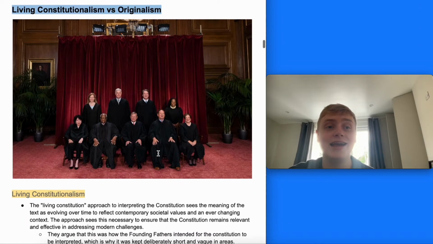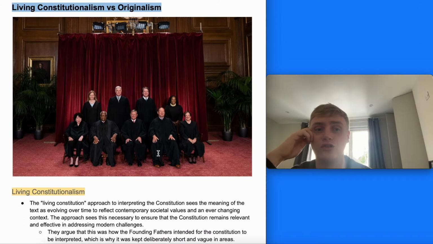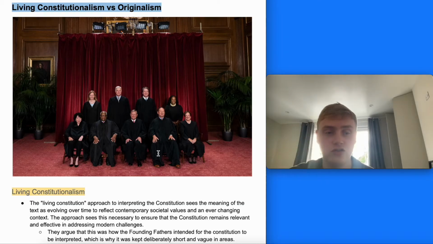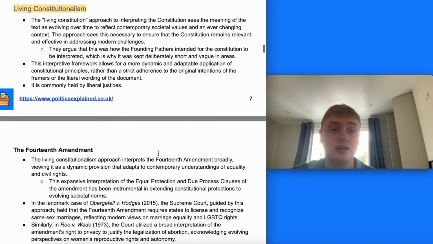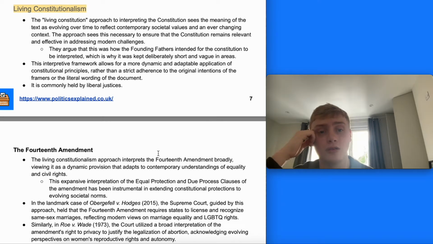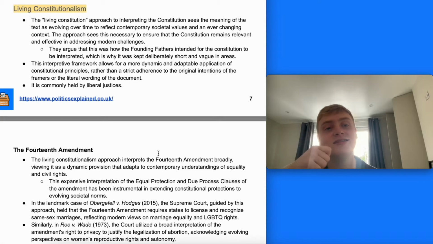Next thing we'll have a look at, which we've touched on a little bit, is living constitutionalism versus originalism. These are different interpretations of the Constitution. So living constitutionalism is an approach to interpreting the Constitution that sees the meaning of the text as evolving over time to reflect contemporary social values and an ever-changing context. It sees this as necessary to ensure the Constitution remains relevant and effective in addressing modern challenges.